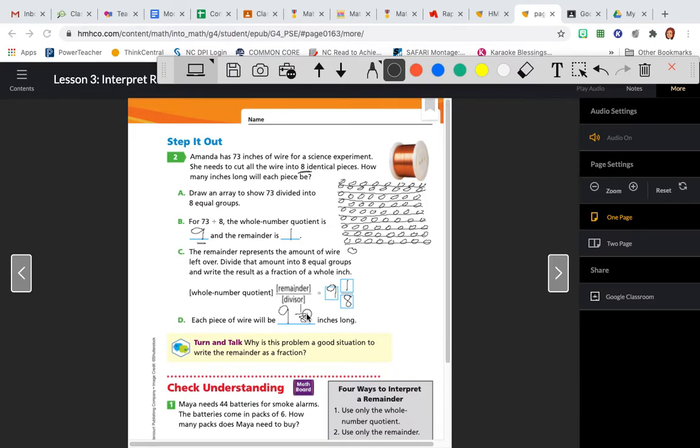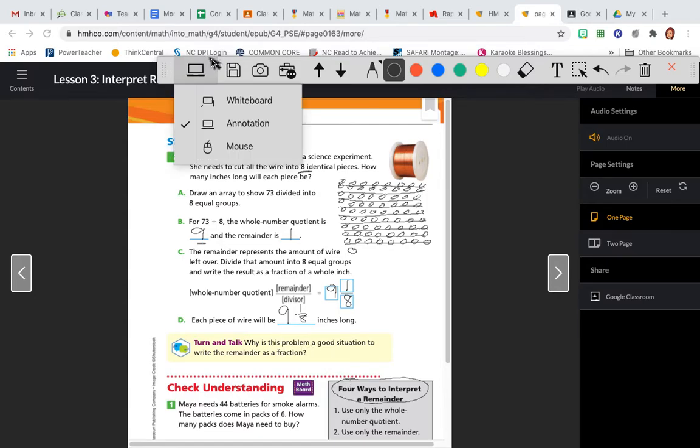Okay, so I want you to try the check understanding, and you'll notice this gray box on your Google Classroom. You're going to find a document that you can print off, and you can put that into your notebook. You can cut and paste it into your math notebook, or you can just simply write that chart down in your math notebook, but make sure you keep that. It's important information. 4 ways to interpret a remainder. So try check understanding on your own.